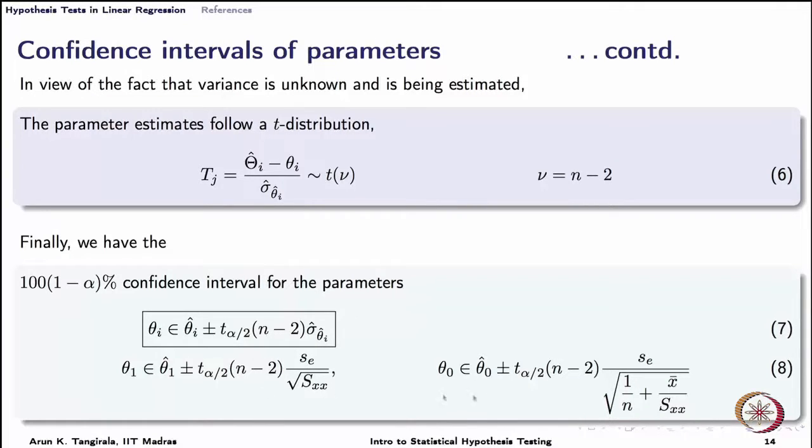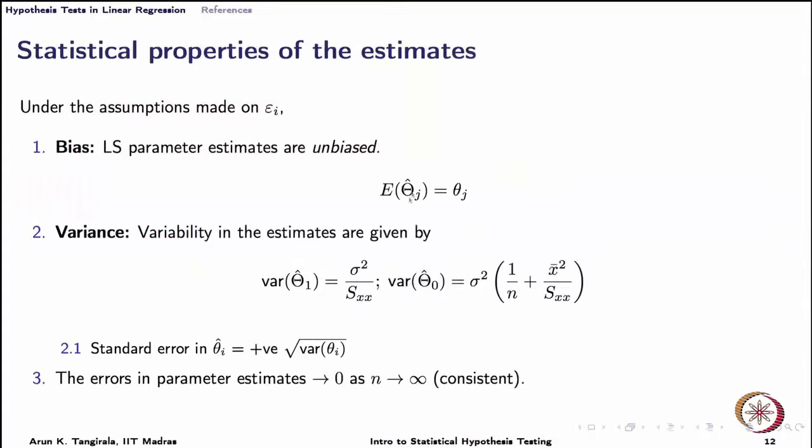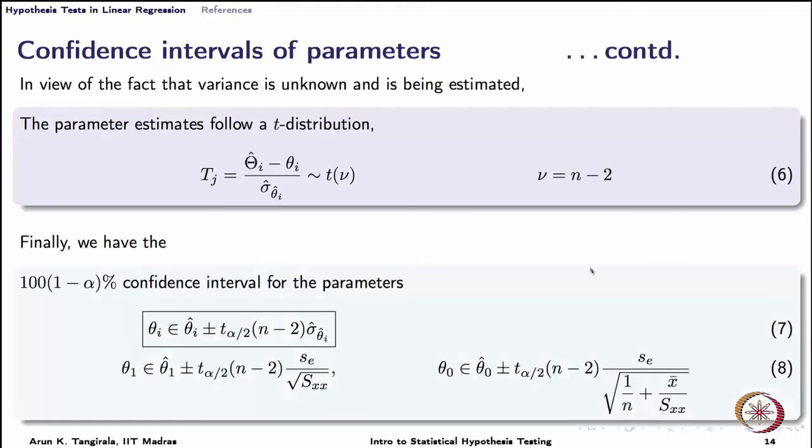And I have given the specific expressions for the confidence intervals for theta 1 and theta naught, by substituting the expressions for sigma hat theta I hat from this slide that we had seen before. For theta 1 hat, we use this expression, variance of theta 1 hat being sigma square over Sxx. Of course, we replace sigma square with its estimate, and likewise for theta naught.